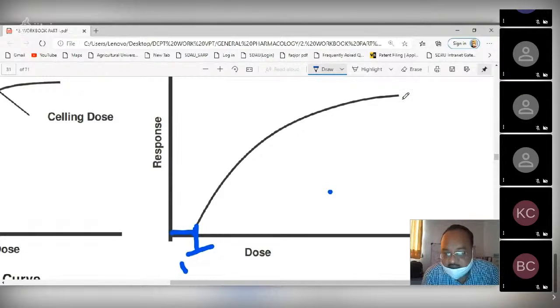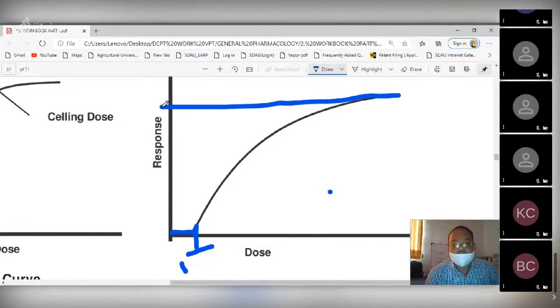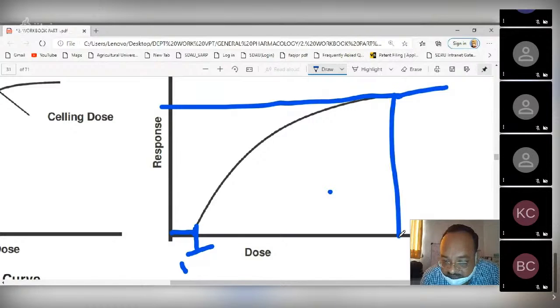And what is the maximum response? It is not possible to increase the response by increasing the dose. That is known as the ceiling effect, and this is the maximum dose or minimum dose which produces the ceiling effect. So these are the different components of the dose response curve. Is it clear?